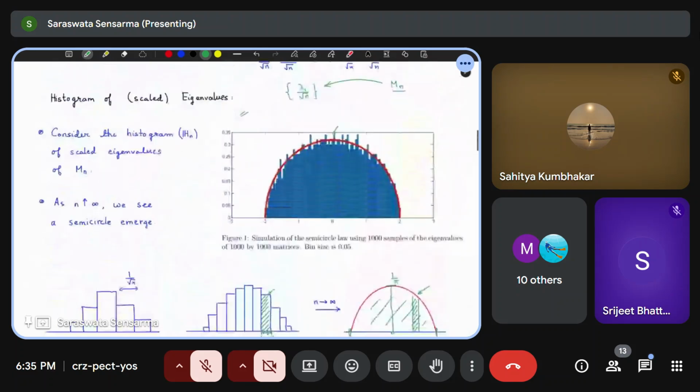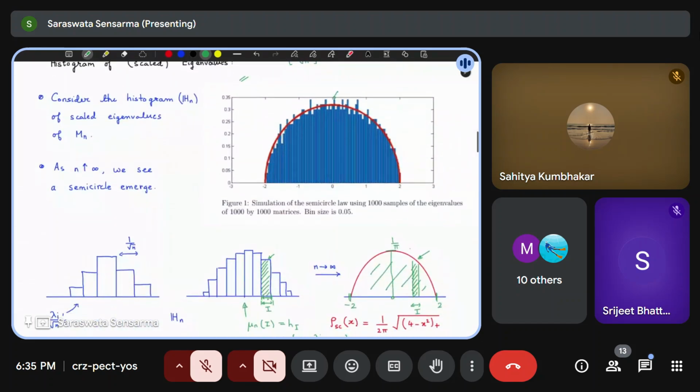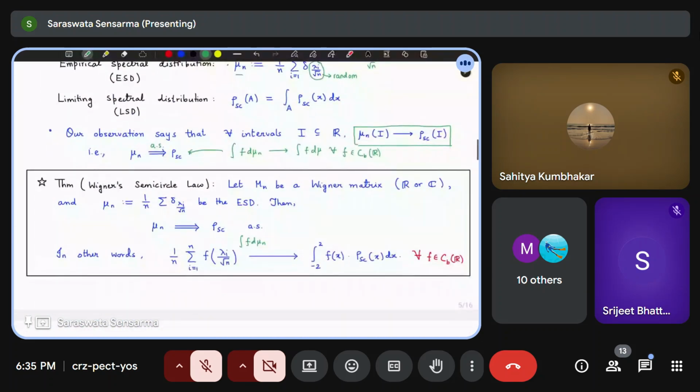If we go back, this is precisely the integral with respect to such mu n's, such measures. So this is the correspondence here. This is equal to this, and this is the integral with respect to the semicircle law. And again, f is a fixed function, but lambda is random. So the left hand side is a random variable, and this convergence is also almost sure. So this is the statement of the semicircle law.